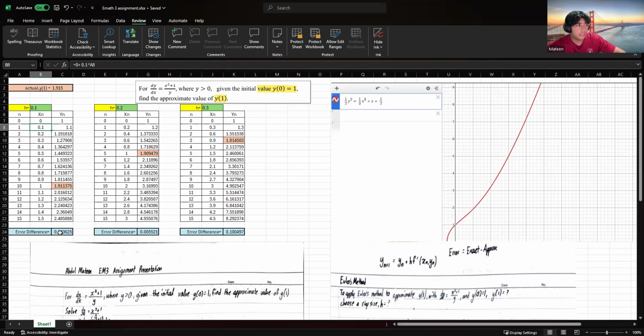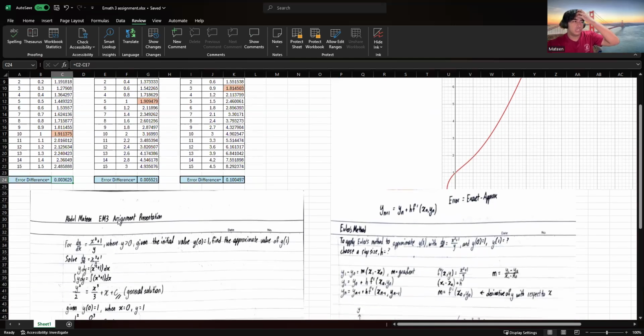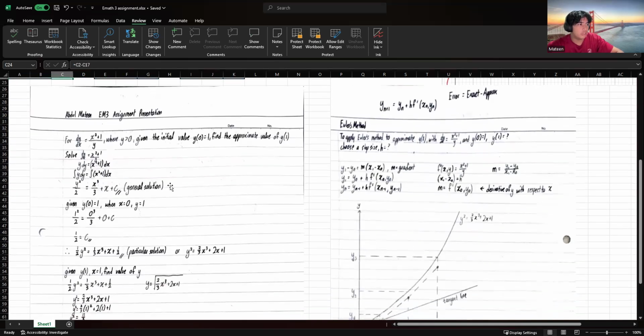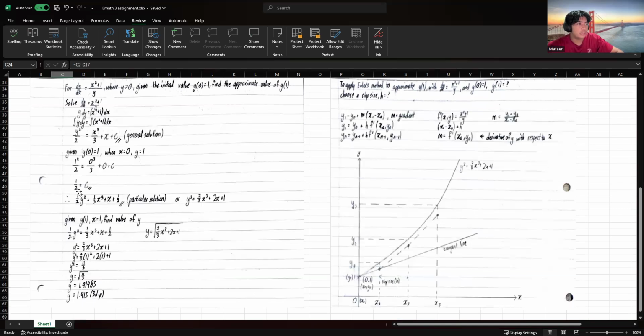To get our error difference, we take our exact value, which is 1.915, minus the approximation. And how do we obtain our exact value? By using the general solution. To solve using the general solution, we bring over dx and y to the opposite sides, and we integrate both sides to get our general solution. And we substitute in x equals 0, y equals 1 to get our constant c, which is half. This is our particular solution, or written as y squared equals 2 over 3 y cubed plus 2x plus 1.